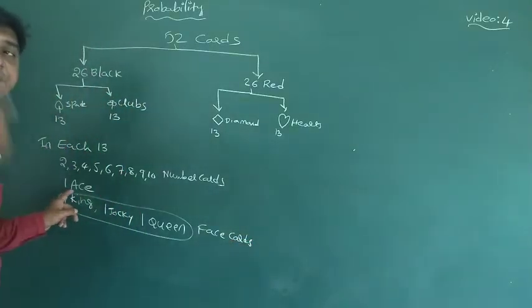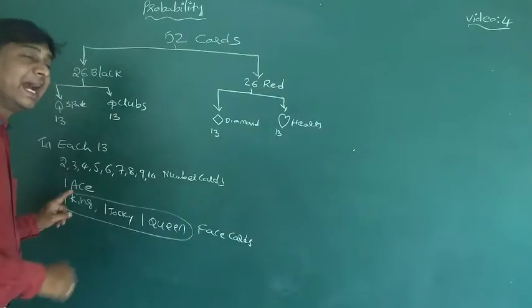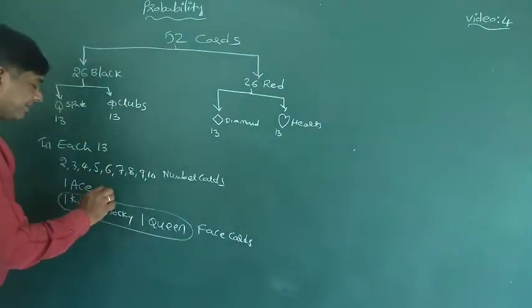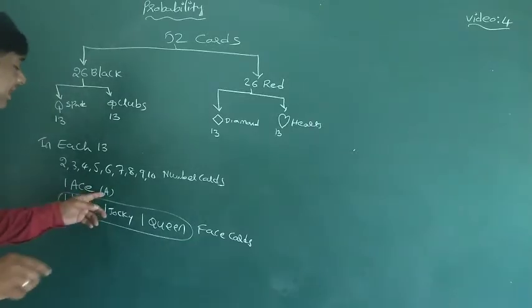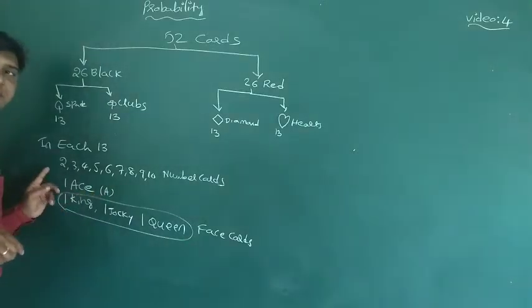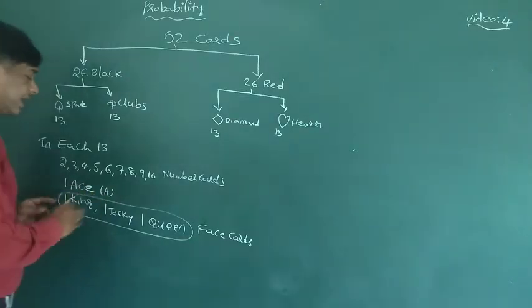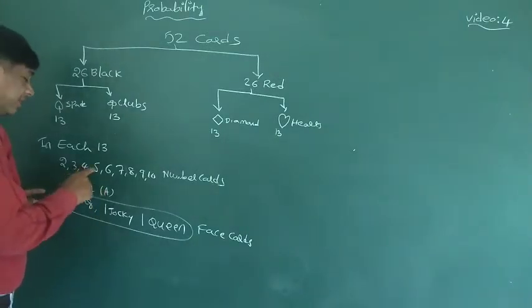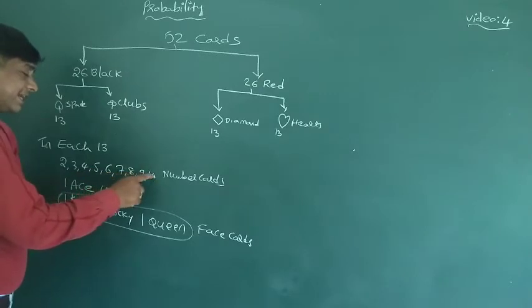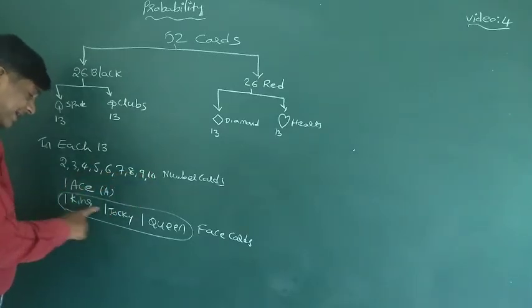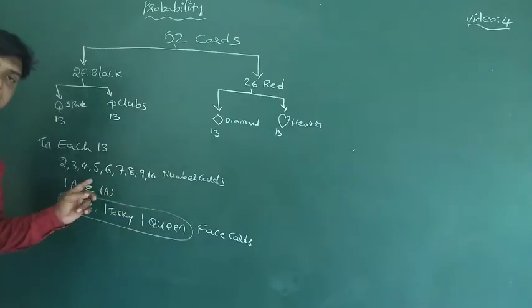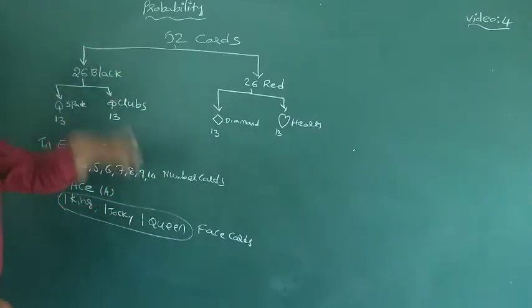On the ace, you don't find either a face or a number. Only a symbol you will find. Whenever you require it in the place of 1, you can use A. Suppose 1, 2, 3, 4, 5, 6, 7, 8, 9, 10, 11, 12, 13. If you require it in the place of 14, again A only will be used. First to last you can use it.